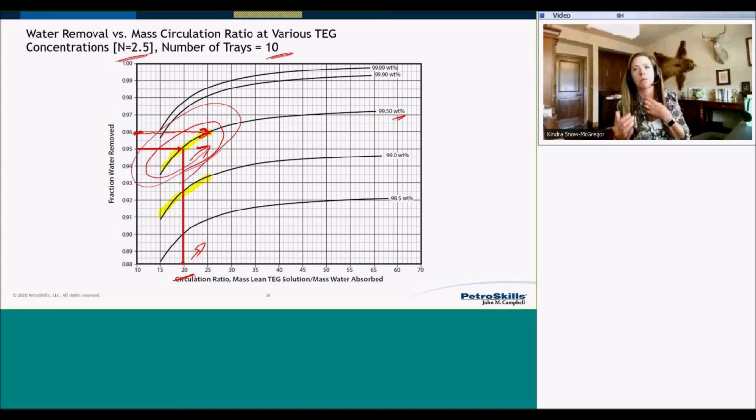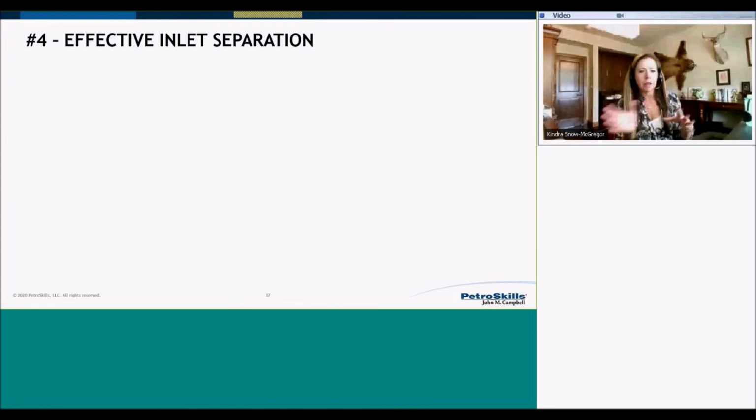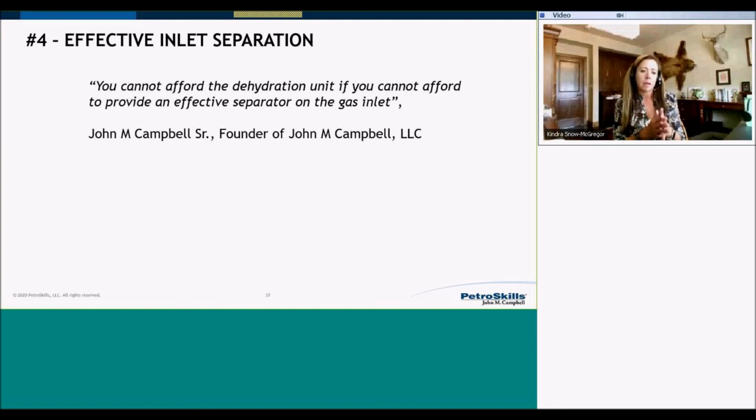All right, so that is having enough buckets. Number four, effective inlet separation. Now remember, this is a closed loop system. This is a quote from John M. Campbell Sr., who is the founder of John M. Campbell: you cannot afford the dehydration unit if you cannot afford to provide an effective separator on the gas inlet. And that really is true.